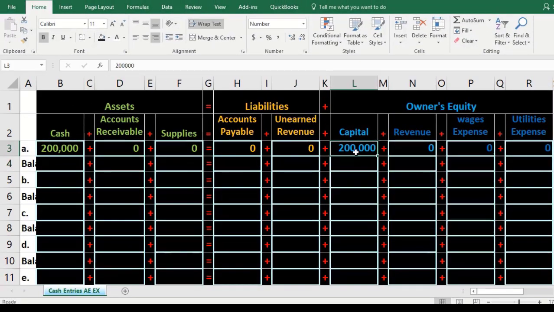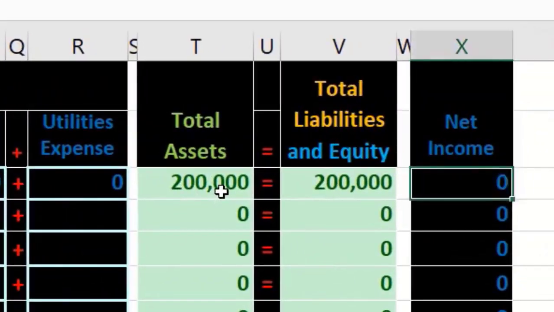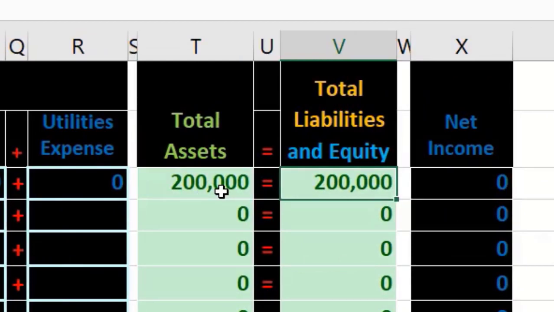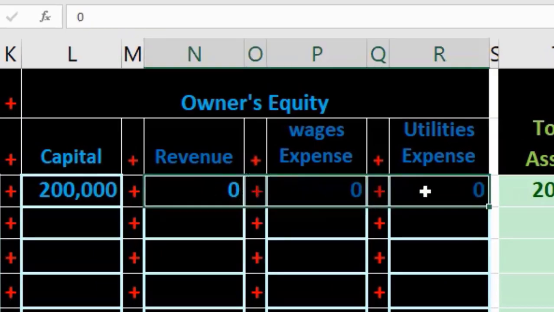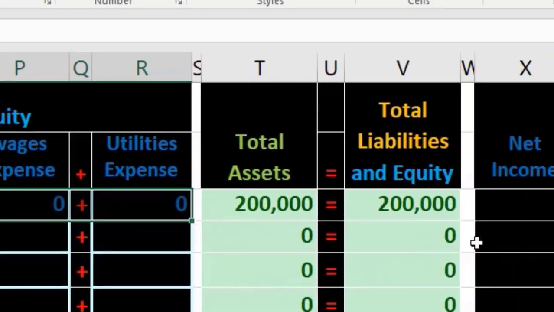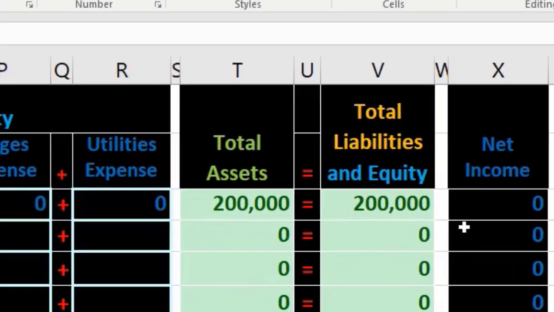Now I'm going to scroll over to the right a little bit, and this will give us some verification numbers, that being that total assets are equivalent to total liabilities. Net income is not affected, net income being calculated as revenue minus expenses. So when we see something happen to these accounts, something will happen to net income, and we'll take a look at that as we go.